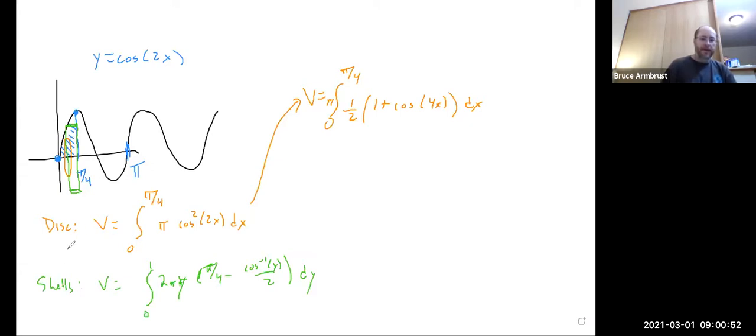So again, volumes have a couple of choices of how to do it. One is definitely better than the other. We kind of saw that too with the other one. I think the shells was a little bit better than using the disks with the one with the natural log, but they're both doable. It's just a question of what you want to do. All right, so hopefully that's a good little shove with some of these. And the stuff that we've talked about before, those applications, you still need to know how to do them. So things like arc length and all that.